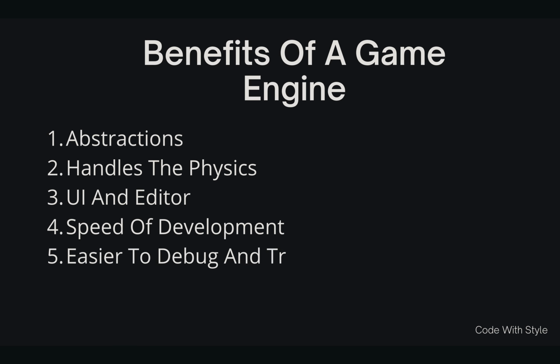So, the game engine provides us abstraction, it handles the physics, it has a UI and an editor, and it helps us to speed up our development, and it's easier to debug and track errors. So, let's take a small example.